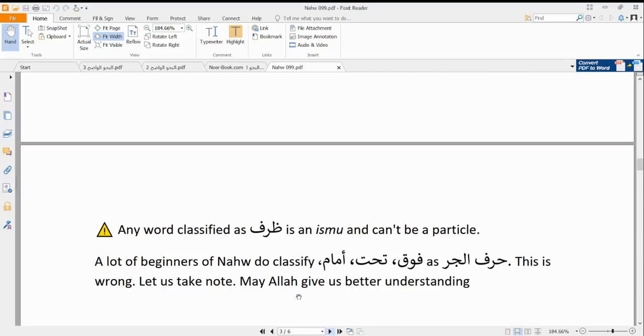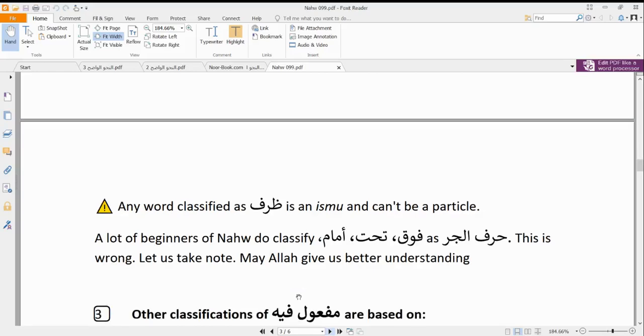So if you now see something coming after it and that thing is taking a jarr, it is because our zarf is acting as a mudaf to that particular word. So it is not a harf jarr. When we see fawqa, tahta, amama, all of these are zuruf and not huruf al-jarr. So that is a basic understanding of zarf al-zaman wal-makan.